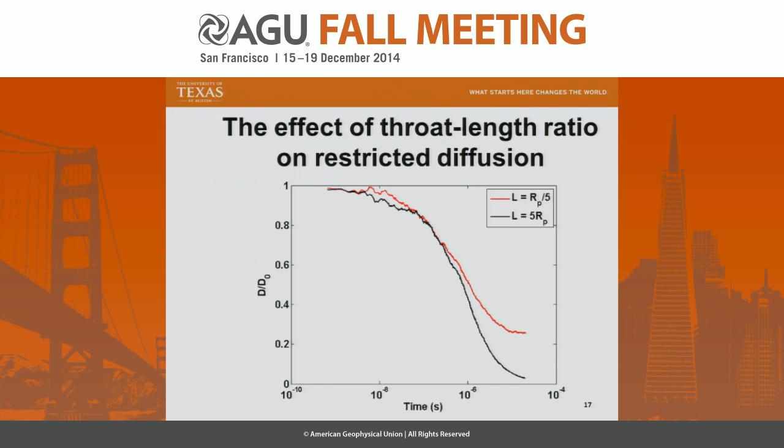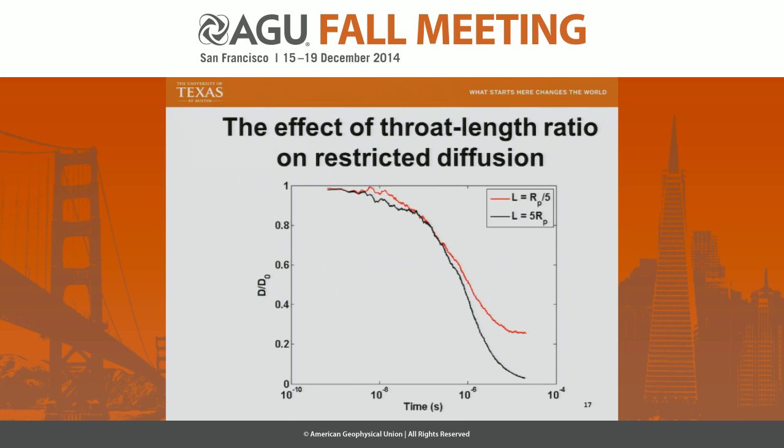We did the same with throat length ratios. If my pore size is 50 nanometers, then I can detect its existence up to the distance of 10 nanometers, whereas if they're 250 nanometers apart, then the NMR response will not be significant enough. Now, we haven't run enough simulations to come up with a cutoff value.